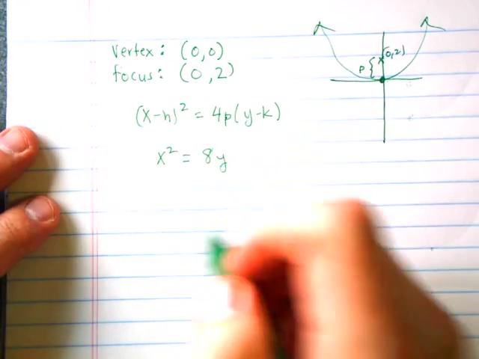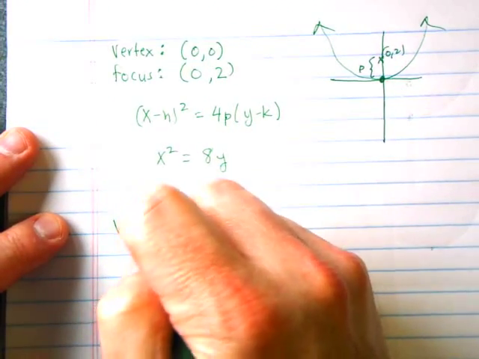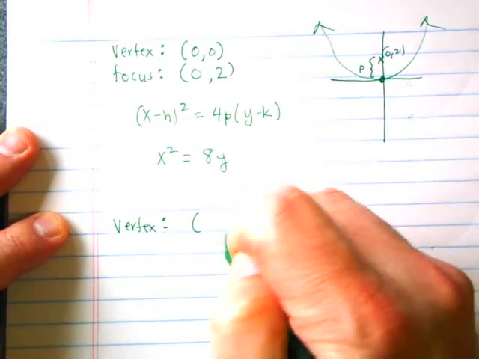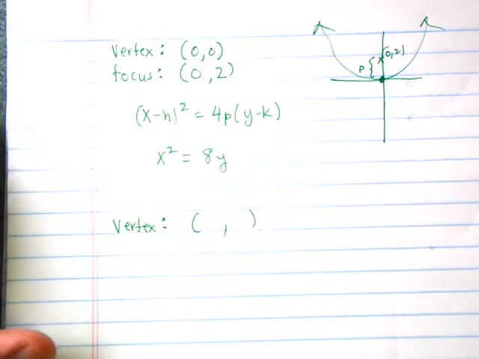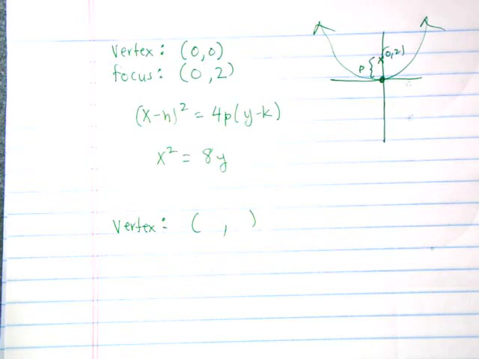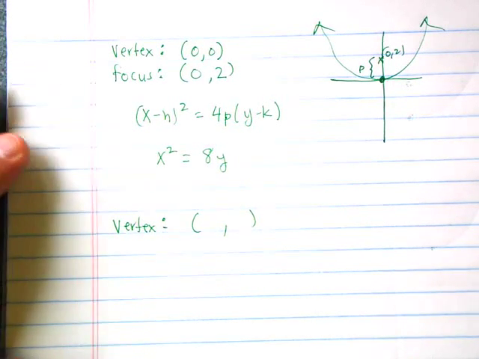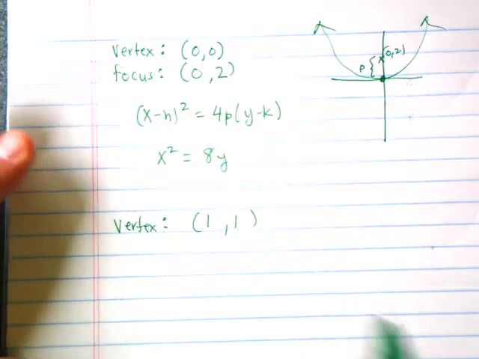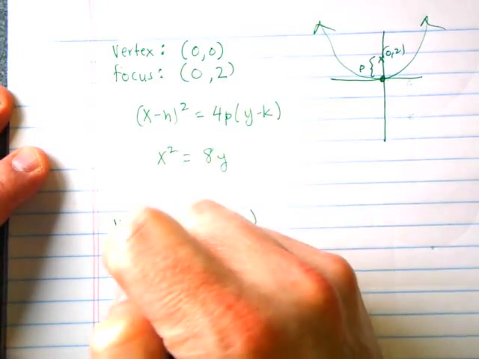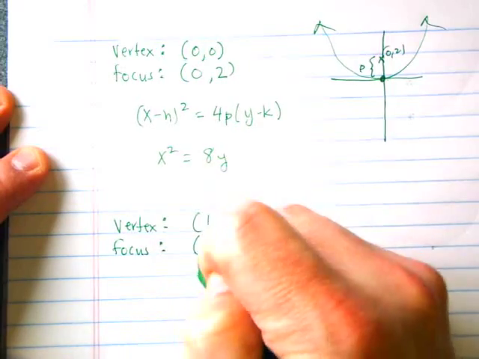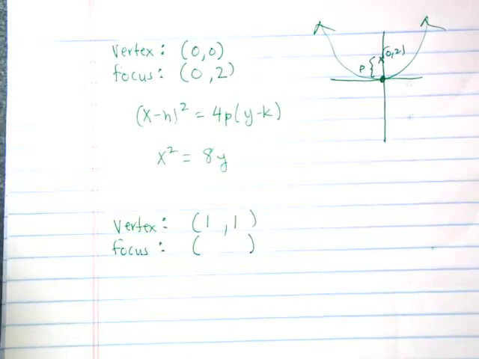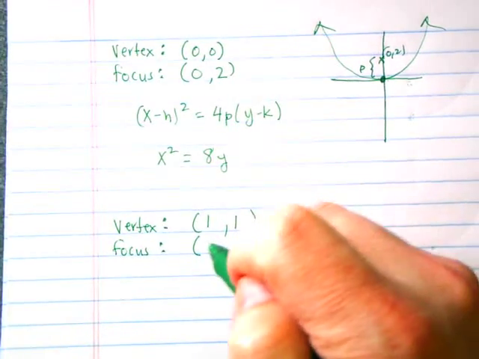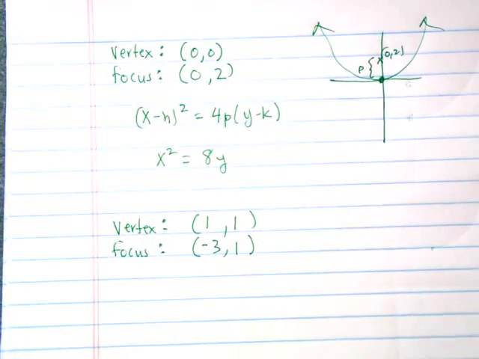All right, let's try that again. Let's make it harder this time. Give me a vertex. You're not allowed to use the origin or any point on the axes. So give me a point off the axes. 1, 1. Not very original, but I asked for it. I'm going to pick the focus to be -3, 1.